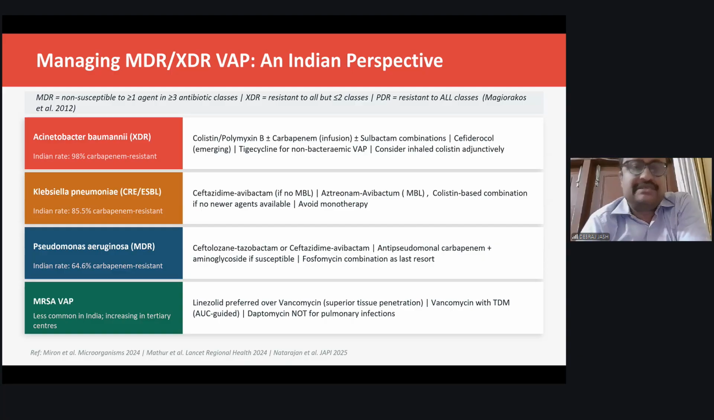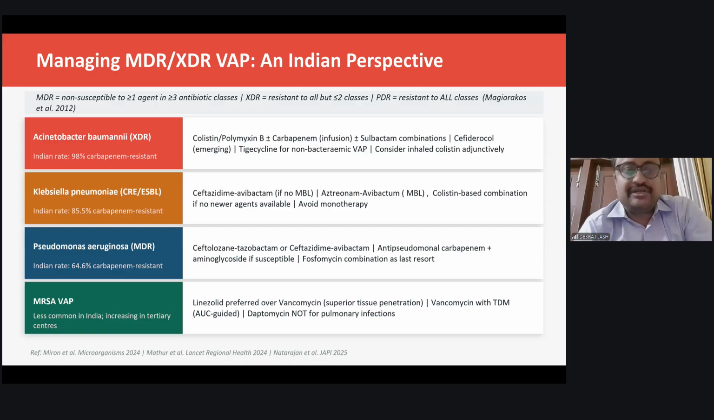Klebsiella: ceftazidime-avibactam, if no MBL, metallo-beta-lactamase. Aztreonam-avibactam, if metallo-beta-lactamase is positive. Colistin-based combination, if those agents cannot be used. Monotherapy should not be given. Pseudomonas: again ceftazidime-avibactam, anti-pseudomonal carbapenem plus aminoglycoside if the patient does not have any kind of renal dysfunction.